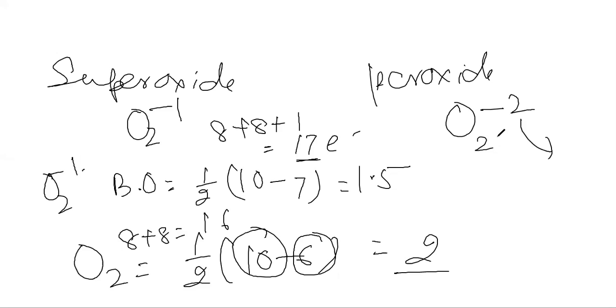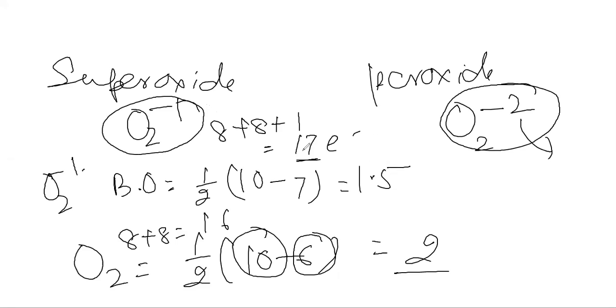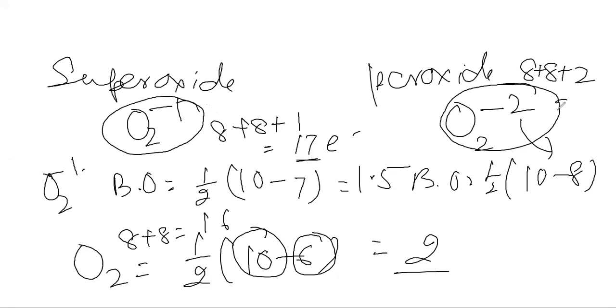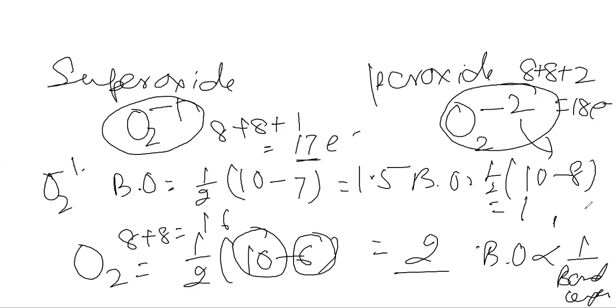Now suppose we find it in peroxide. One thing always remember, peroxide is O2 minus 2 and superoxide is O2 minus 1. So here bond order will be equal to half of 10 minus, now the next electron will go into anti-bonding, so in place of 7, now you take 8, because here it is 8 plus 8 plus 2, 18 electrons. So this is bond order one. Always remember, bond order is inversely proportional to bond length. It means peroxide has the lower bond order. That's why, due to the lower bond order, it will have higher bond length. Okay.